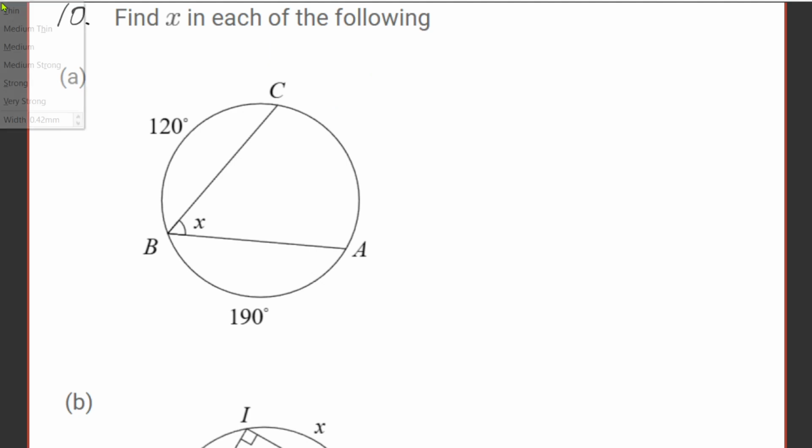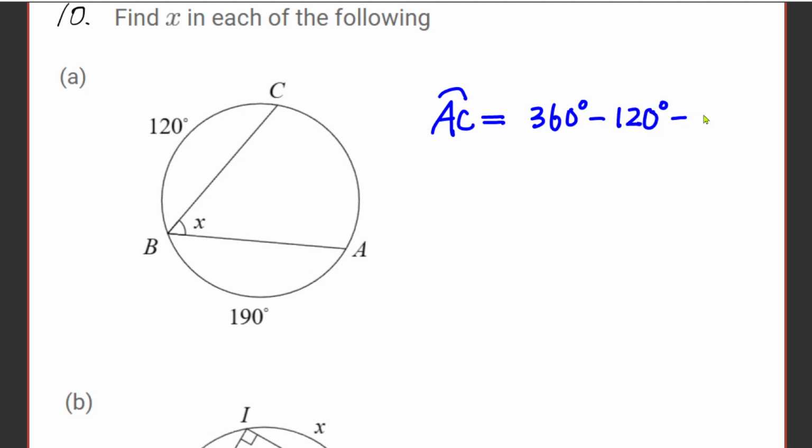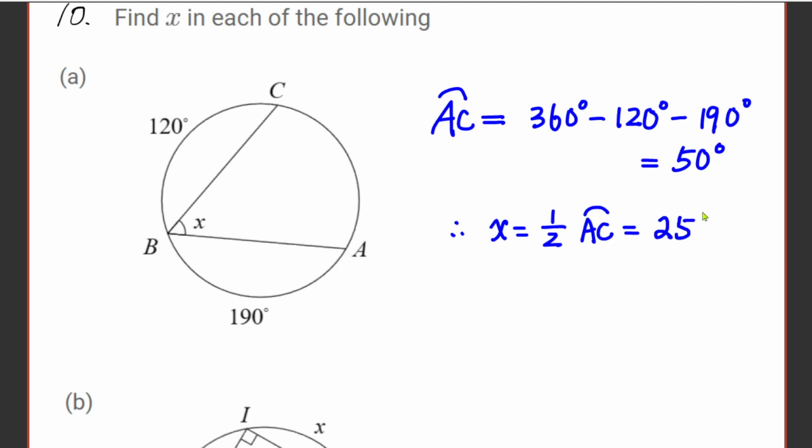In the first question, if you want to find the angle ABC here, we know x equals half of the inscribed arc AC, right? So first of all, you need to find the inscribed arc AC. So AC here equals 360 degrees, subtracted by 120 degrees, subtracted by 190 degrees, and this gives us 50 degrees, right? Therefore, we have x equals a half of the inscribed arc AC, which gives us 25 degrees. You get it?